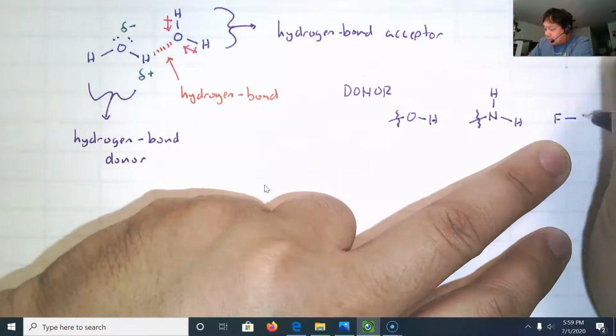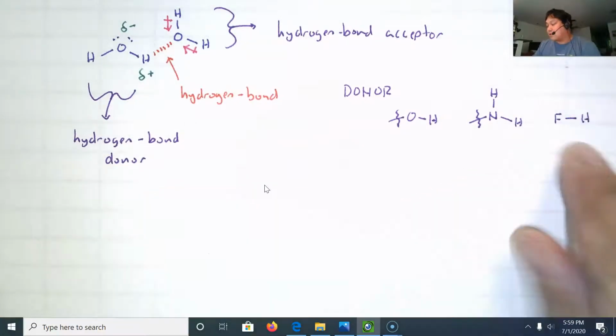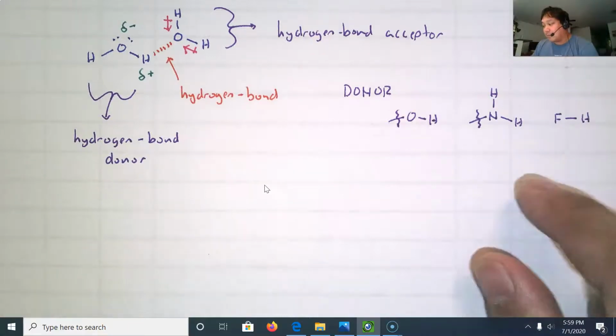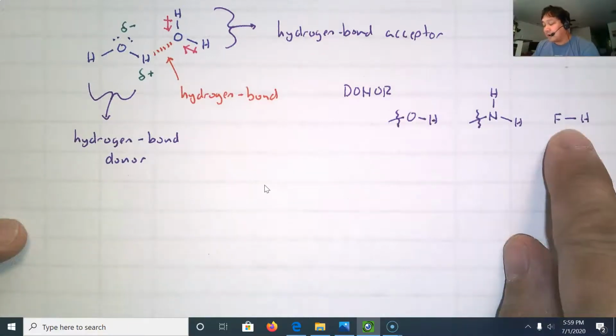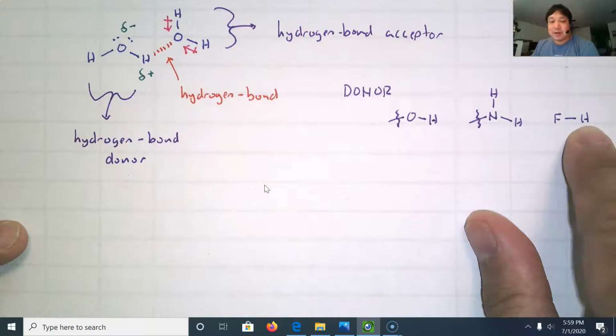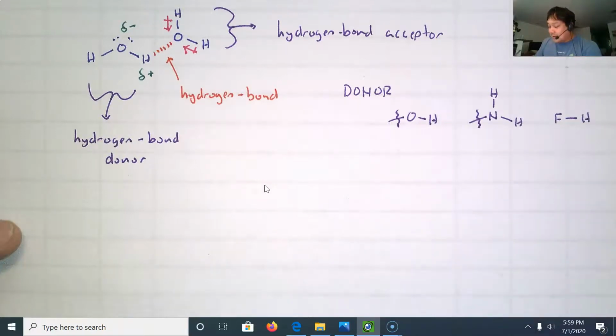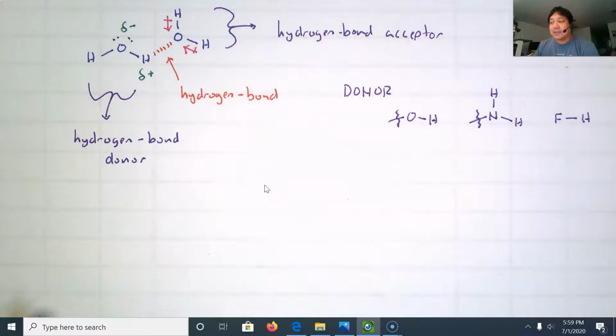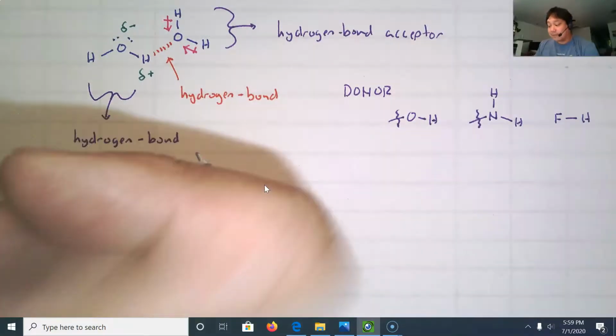So hydrogen and fluorine make a single bond, and it's still very polar. It's a very polar bond. And now this is your hydrogen bond donor. The acceptor can be any atom that can accept this partial positive charge, or any atom that's partial negative.